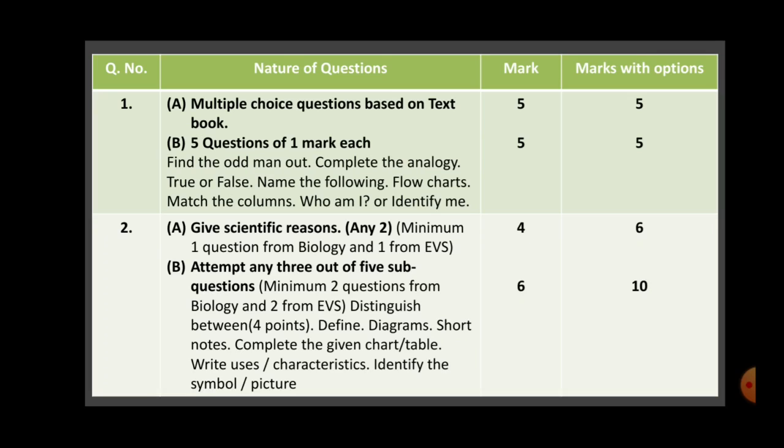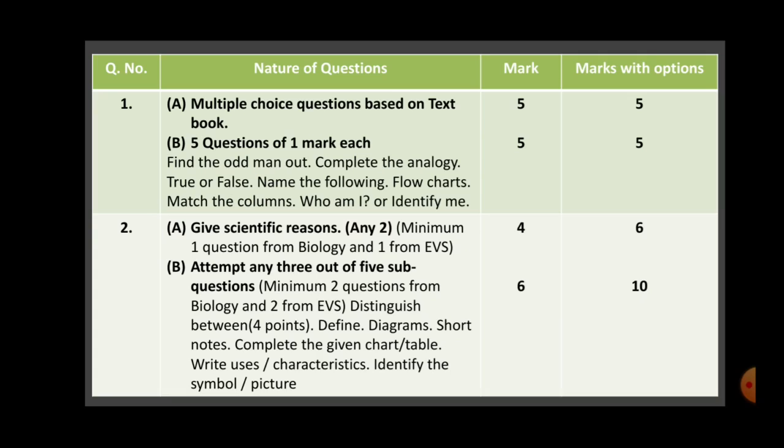Okay. Then B is attempt any 3 out of 5 sub questions. Now here total 5 questions will be given and you have to attempt only 3. And please be careful that you write the question numbers as per the question paper. So out of 5, if you are attempting first, second and fifth, then write answer 1, answer 2 and answer 5. Now here also minimum 2 questions will be from biology and 2 questions from EVS and 1 can be from any of these 2.